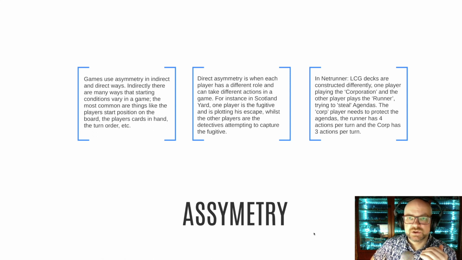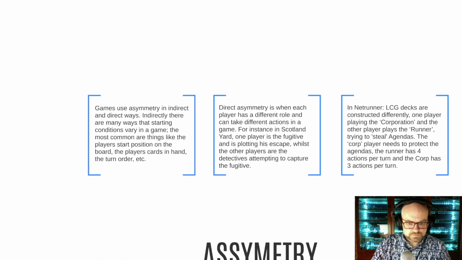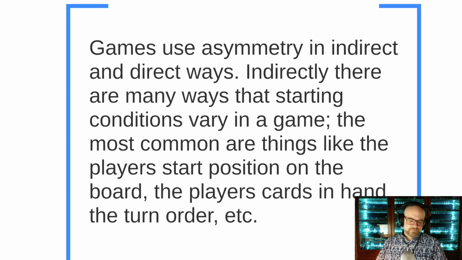Players can learn how to play them better, but that comes down to the player rather than the actual system. That's when we start talking about things like mastery gaps and whatnot. So games use asymmetry in indirect and direct ways. Indirectly, you can have things where the players are on a map and they're playing in different locations. So the starting conditions may vary.